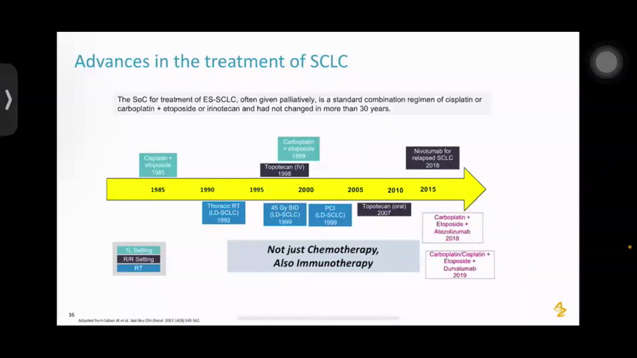And it's broadly divided into two: limited disease and advanced disease. In limited disease, radiation has come later. Later in the relapse setting, topotecan came in the early 2000s. For limited disease with good control from the early chemotherapy, prophylactic cranial radiation can be given. In the relapse setting, oral topotecan is tried. And presently, immunotherapy is the latest thing, with cisplatin or carboplatin with etoposide and durvalumab, the latest immunotherapy-based regimens in the small cell setting.